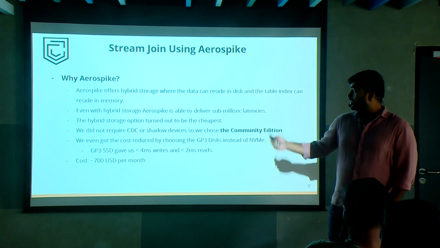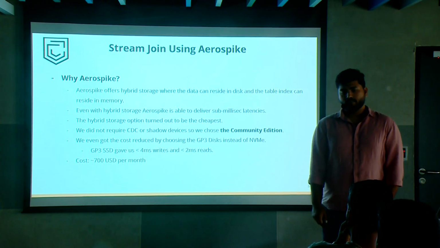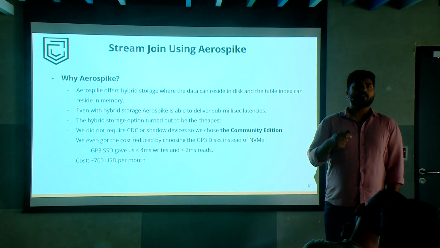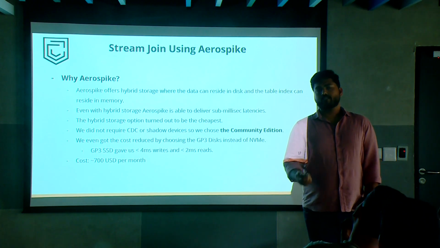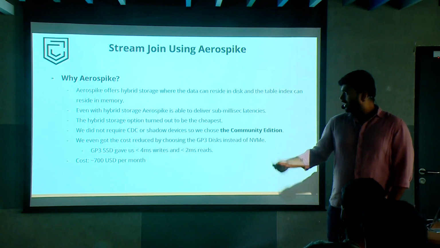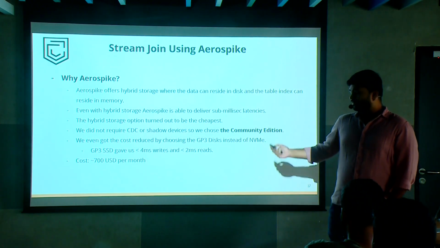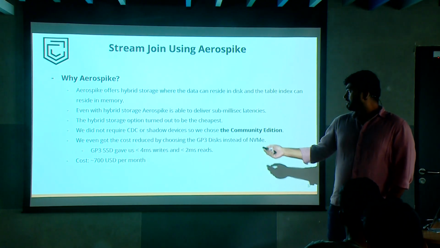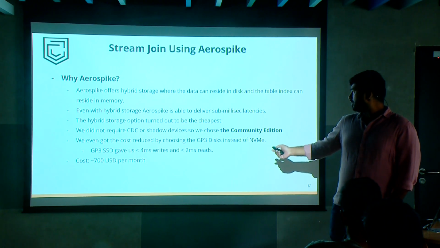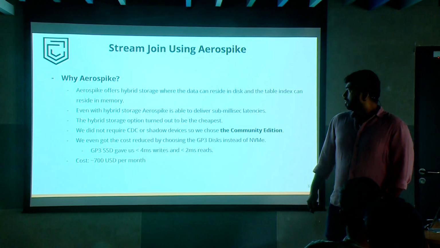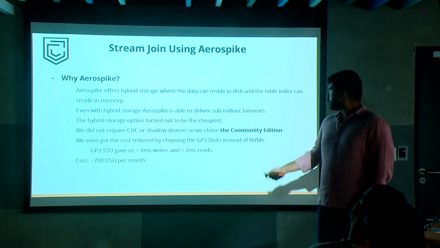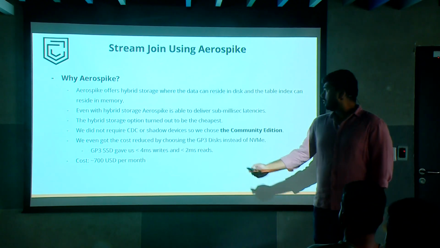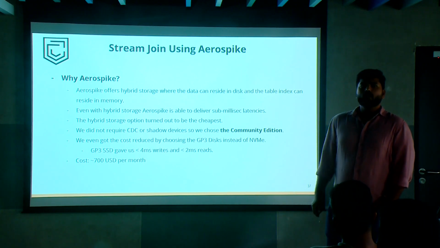We used a hybrid storage for Aerospike, where the data is stored in disk and the key space, which is your index, is stored in memory. Even with hybrid storage, it was able to deliver sub-millisecond latencies, but that was with NVMe disk. The other thing was that we chose the community edition because we did not require CDC or any shadow devices to recover from a lost state.